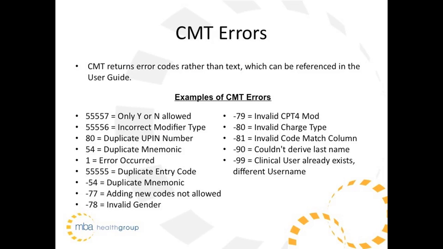As with SSMT, CMT will return errors if there is a problem with the data. These errors are returned in the form of codes rather than the text that can be referenced in the CMT manual. Below, we can see a few examples of the error codes and their cause.